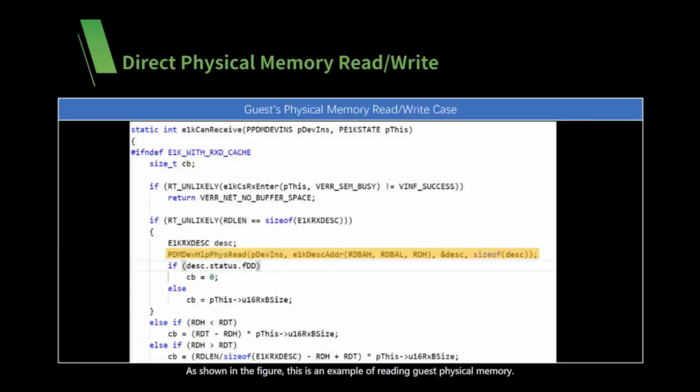As shown in the figure, this is an example of reading guest physical memory. This is a function in the E1K network card device, which obtains data packets by directly reading the guest physical memory. Therefore, this is also an important attack surface we need to care about. Even more important than I/O, because the data read in this way will be larger and more complex.